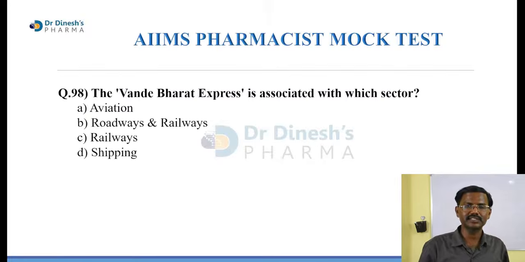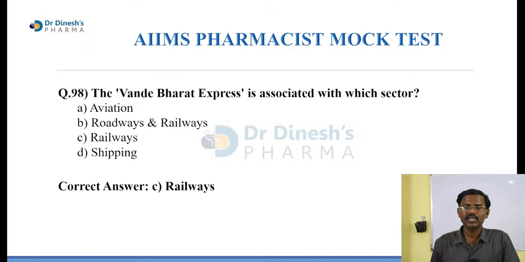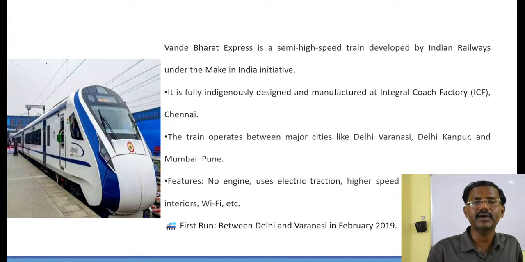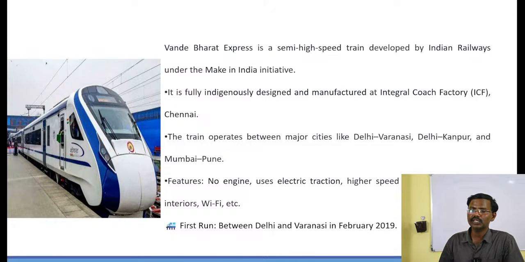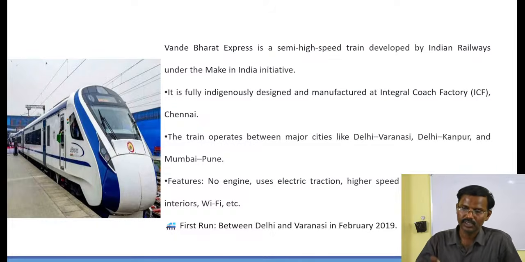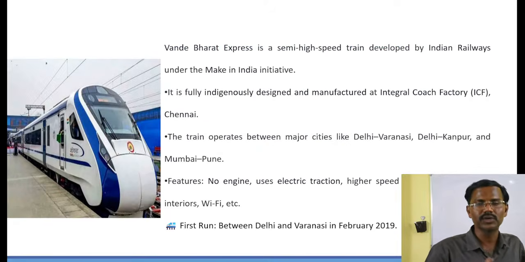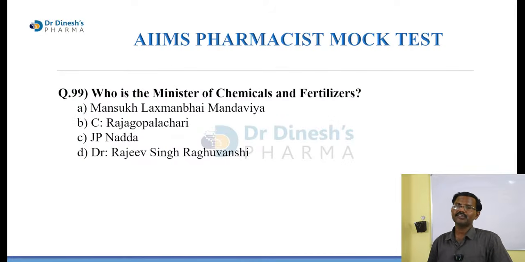Next, Vande Bharat Express. This is a very, very common and popular question expected in every examination. What is Vande Bharat Express, right? Options involved aviation, roadways, railways and shipping. So remember, this is only related to railways, no relation to roadways. What is the first Vande Bharat Express, where was it started? From Delhi to Varanasi in 2019. Okay, remember this. After that many Vande Bharat Express trains started, but the first one you must remember, that is very, very important.